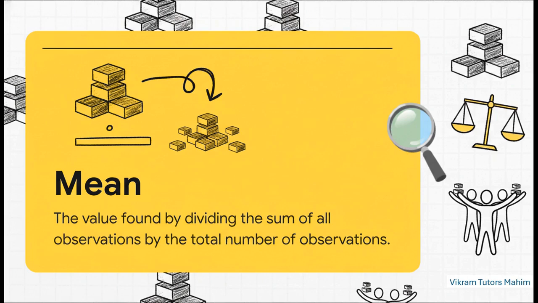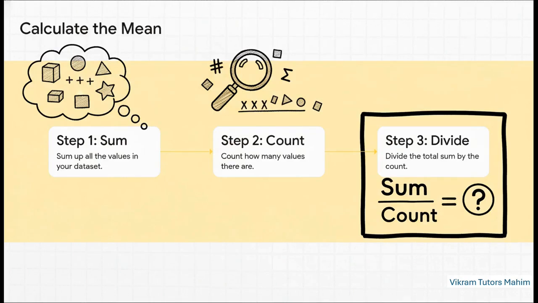It's the ultimate equalizer. And actually calculating it, it's a super simple three-step recipe. Step 1, add them all up. Get that total sum. Step 2, count them up. How many numbers are you working with? And step 3, the finale, just divide that big sum by the count. Boom, done. You've got the mean.